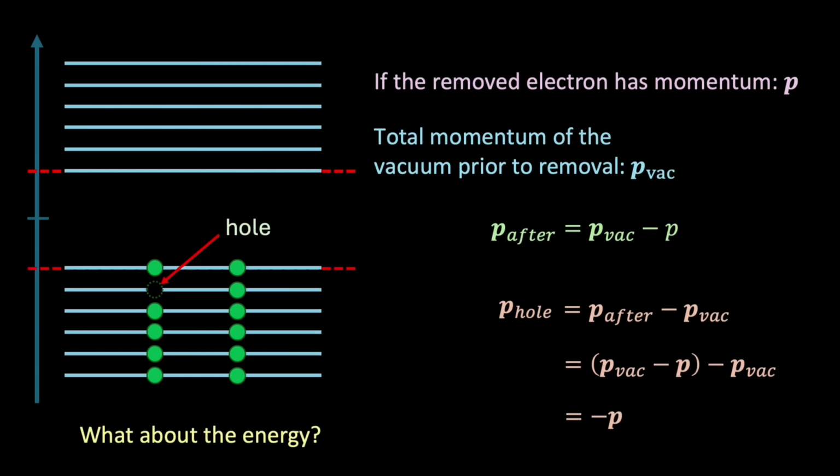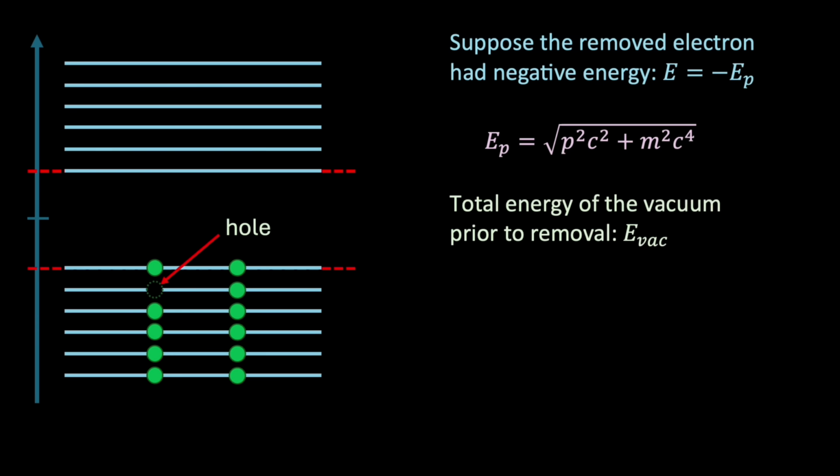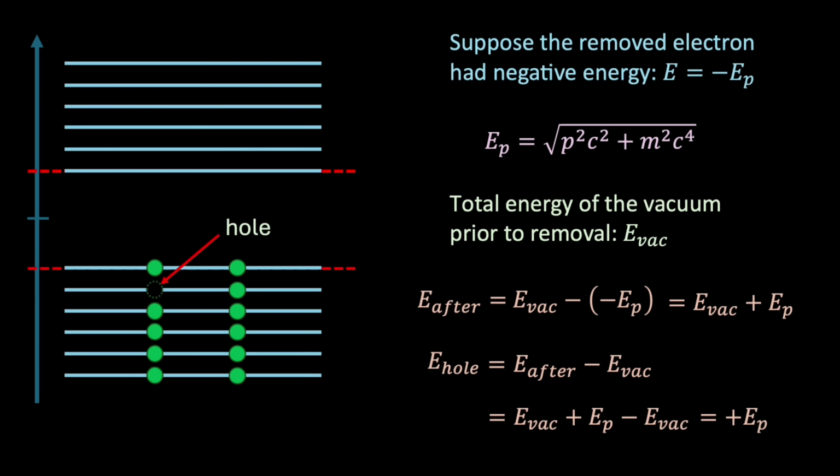Okay, so what about energy? Suppose the removed electron had negative energy E equals minus E_p, where E_p is equal to the square root of p squared c squared plus m squared c to the 4. And let's imagine that the total energy of the vacuum prior to removal is E_vac. Then after removing the electron, the vacuum energy becomes E_vac minus (minus E_p), which is equal to E_vac plus E_p. And so the observable energy of the hole, which is the change relative to the vacuum, will be equal to E_p. And so the hole behaves like a particle with positive energy.